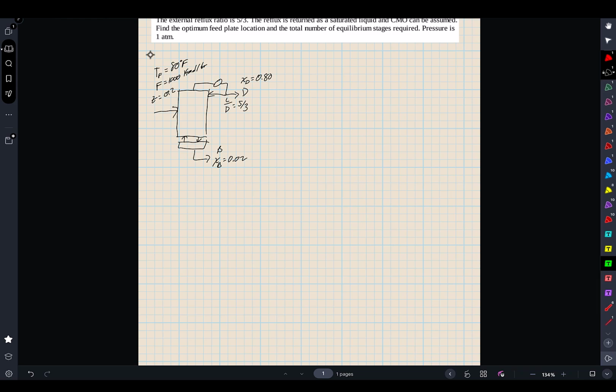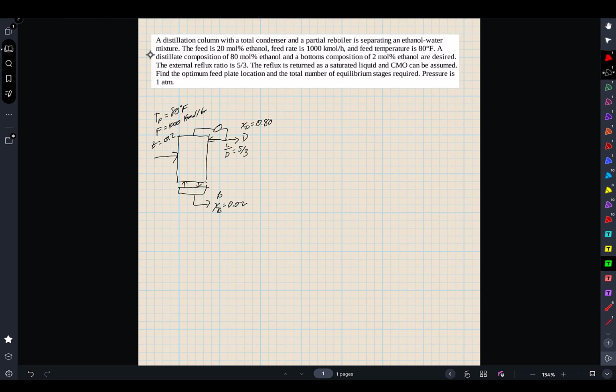All right, everybody. So I wanted to go over the example problem that we did in class with a little bit more detail, a little bit more time, and kind of go over the problem-solving technique and be able to just hit everything that needs to be hit when you're going through these types of McCabe-Thiele diagrams. So it's the exact same problem. I have the problem description up here, and I have the diagram right here off to the left.